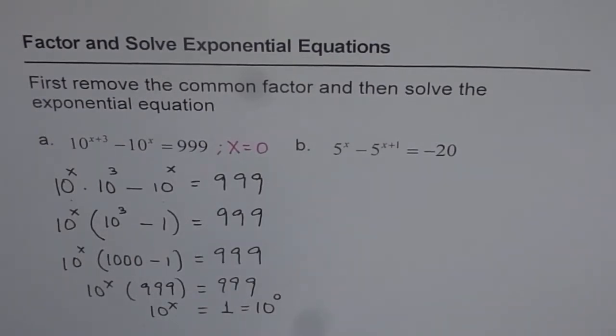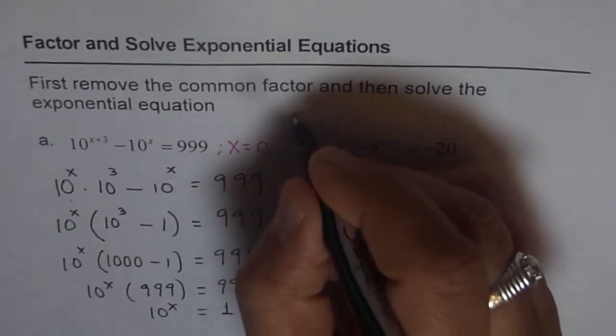I hope that helps, correct? Let's follow the same technique and do part B, which is 5 to the power of x minus 5 to the power of x plus 1 equals minus 20. Okay, so let's solve this one now.